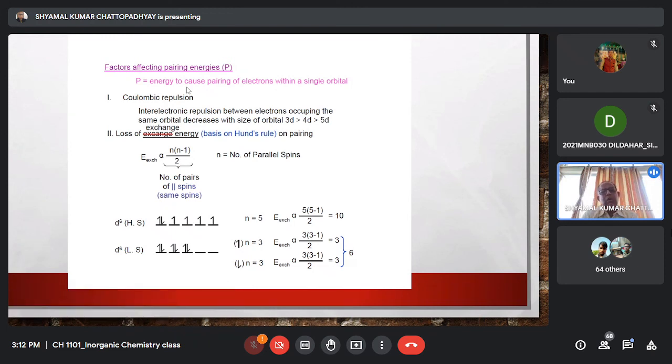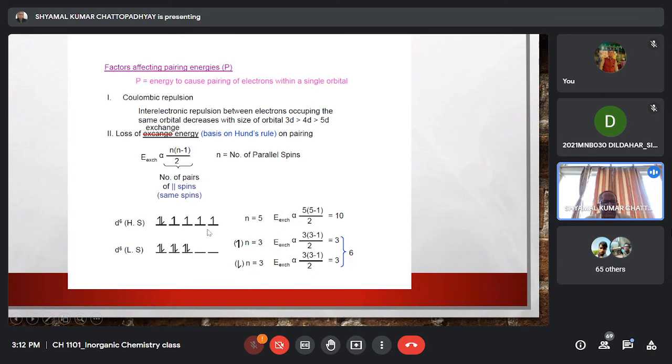So here also, when you are putting two electrons in the same orbital, as the orbital size increases, the electron-electron repulsion decreases. So 3d size is smaller, so its electron-electron repulsion is highest, and 5d size is larger, so there the Coulombic repulsion component of the pairing energy will be lower. The other component of the pairing energy is the loss of exchange energy, right? What do you mean by loss of exchange energy? We have exemplified it by the example here.